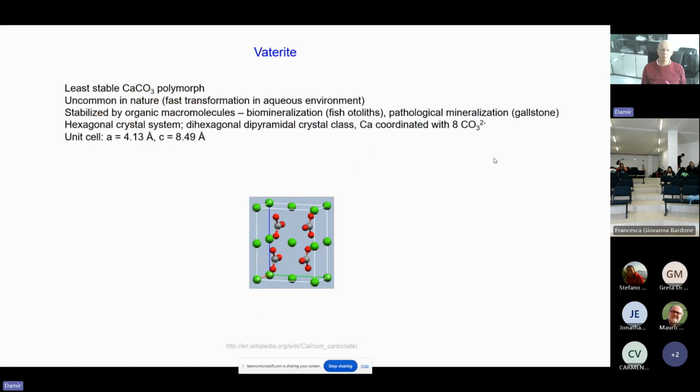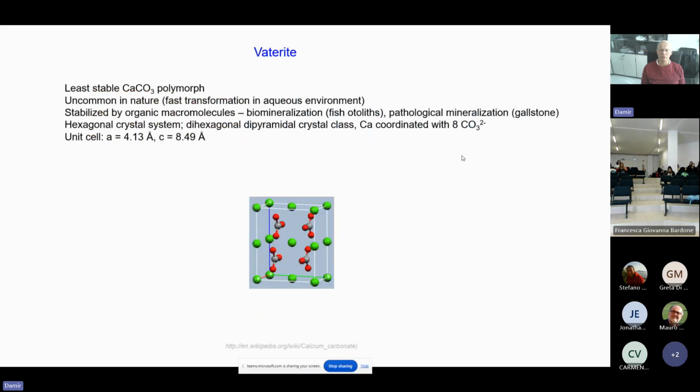Vaterite is the least stable polymorph. It is relatively uncommon in nature because it either quickly transforms in aqueous solution or its appearance is only in biomineralizing systems or pathological mineralization systems like gallstones.